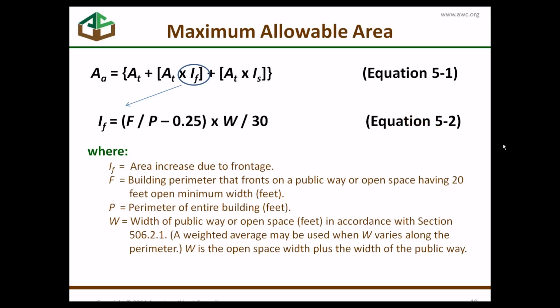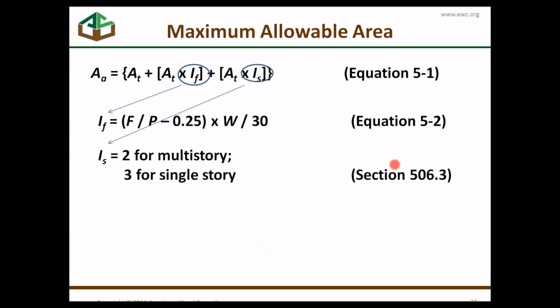That I sub f has a sub-equation. It's here. And if we read the notes below, you see that the F stands for the portion of the building perimeter that has open space around it of at least 20 feet. The P is the total perimeter of the building. And the W will be the width of that open space. We'll talk a little bit more about that. We have another factor, the I sub S factor, that's for sprinklers. Very simply, that factor is always going to be 2 if you have a multi-story building, 3 if you have a single-story building.